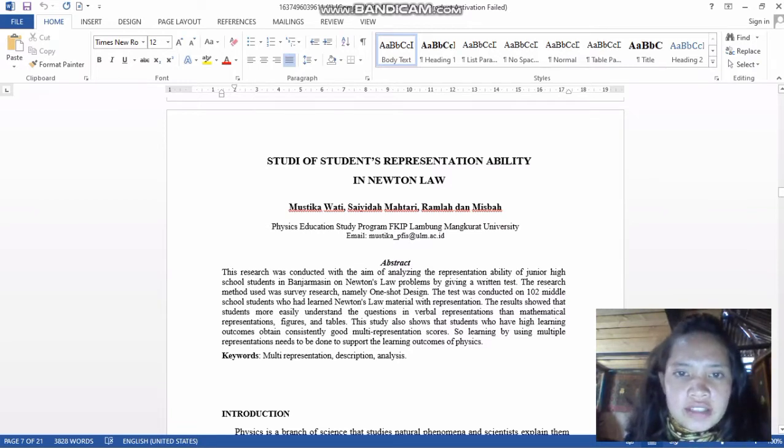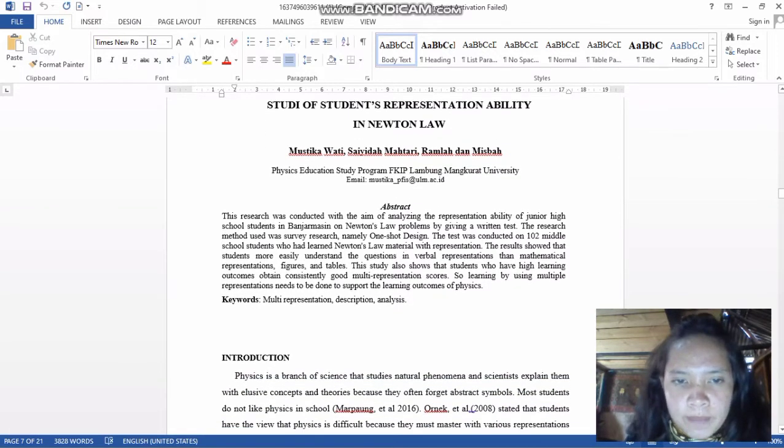Study of students' representation ability in Newton's Law. Abstract. This research was conducted with the aim of analyzing the representation ability of junior high school students in Banjarmasin on Newton's law problems by giving a written test.